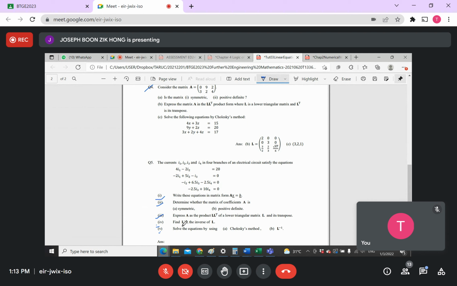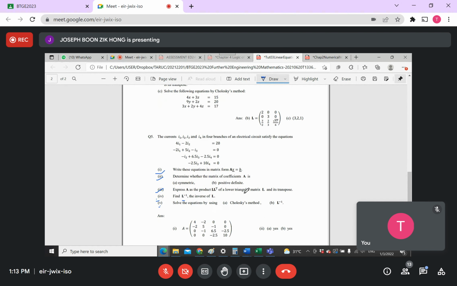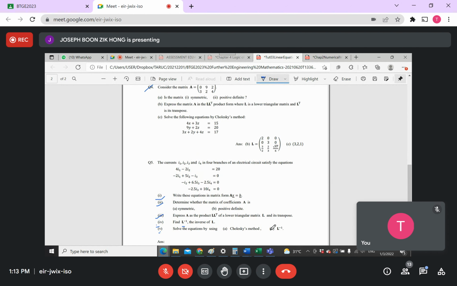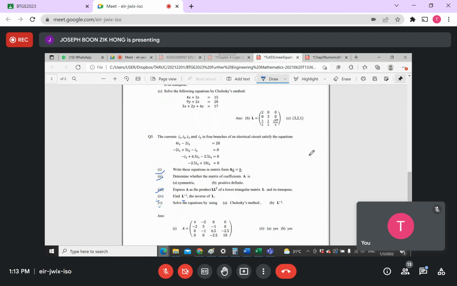4, I want to find the L inverse. The inverse is still okay. You can use a calculator or you can use another way. Okay, and then L inverse means what? Cholesky method is using the number 4. Okay, L inverse means LLT.